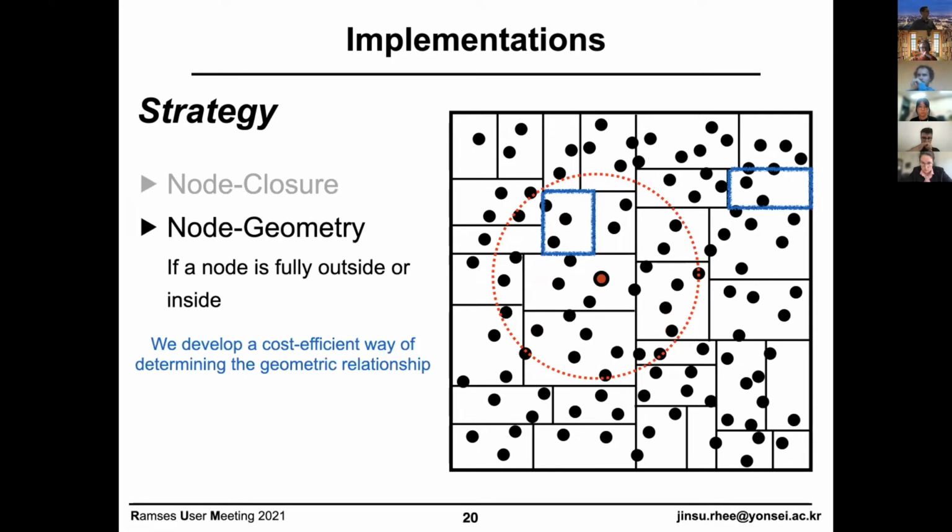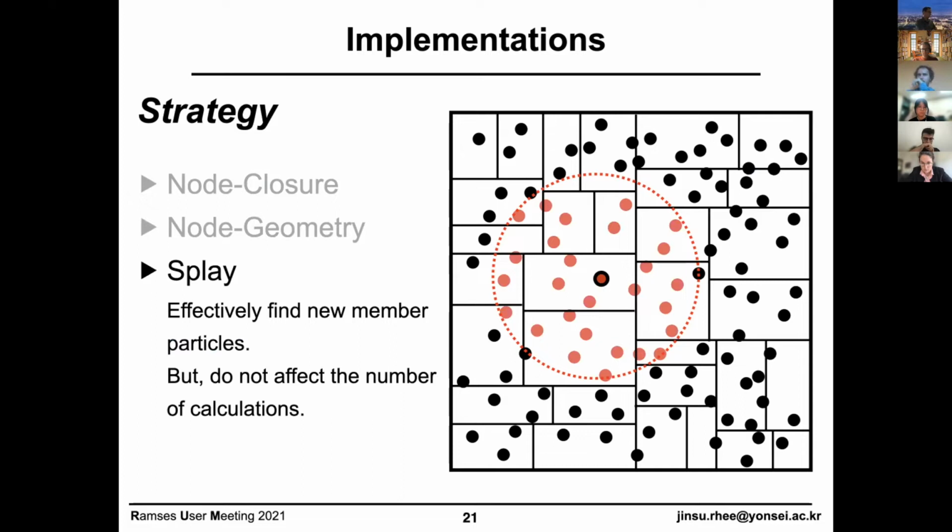The second implementation is the node geometry scheme. The idea is that if a node is fully inside or outside such a sphere, we don't have to conduct distance calculations for this node. We developed a cost-effective way of determining such a geometry criterion. Thus, every time a node is visited, a simple calculation is performed to decide whether distance calculations in that node will be performed or not.